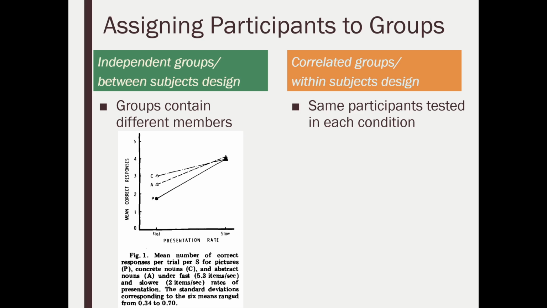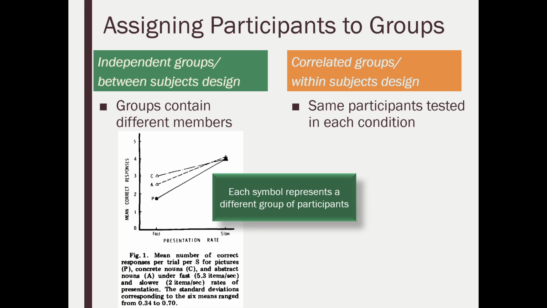And some of the stimuli are pictures, and some of the stimuli are abstract words, and some of them are concrete words. Like, I might do the whole thing within subjects today. Back in 1971, it was very common to do between subjects designs. So each symbol represents a different group of participants, is basically what I wanted to illustrate with that one.